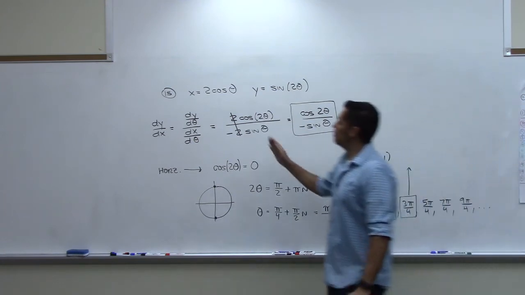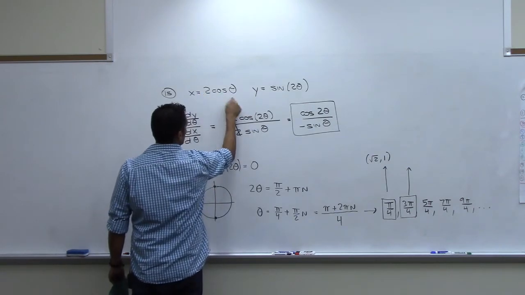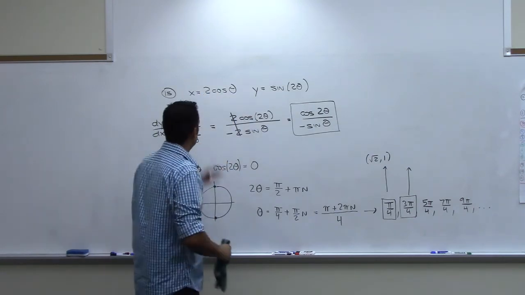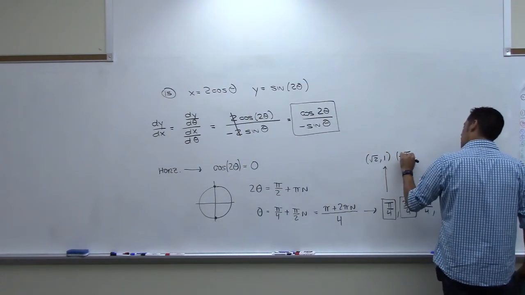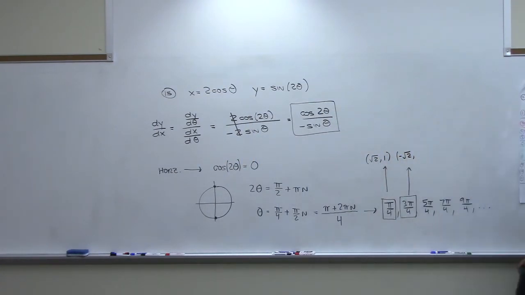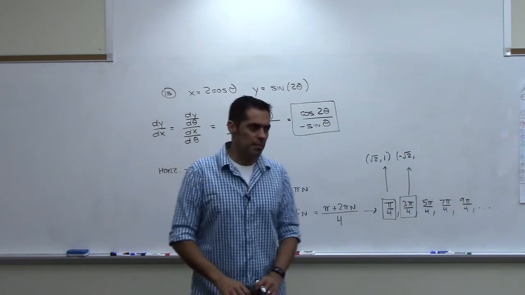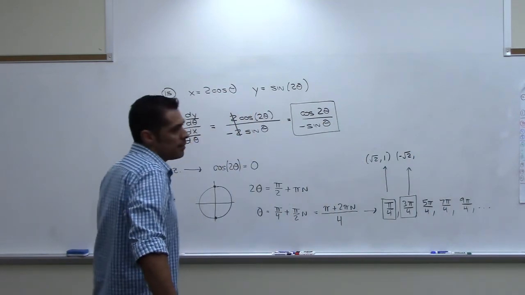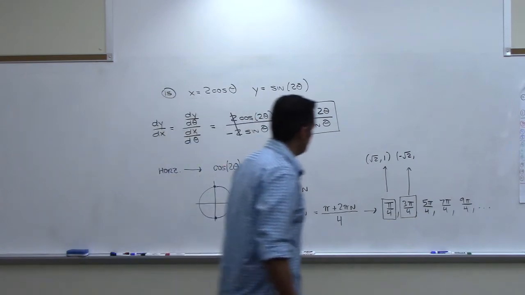Good. Now let's plug in 3 pi over 4. Negative radical 2 for cos. Yes, 3 pi over 4 is right here. Cosine of that is negative root 2 over 2 times 2. You get negative root 2. And then what about for the sine? You have to take this and double it first, right? 6 pi over 4, which is 3 pi over 2. Sine of 3 pi over 2, you're at negative 1.